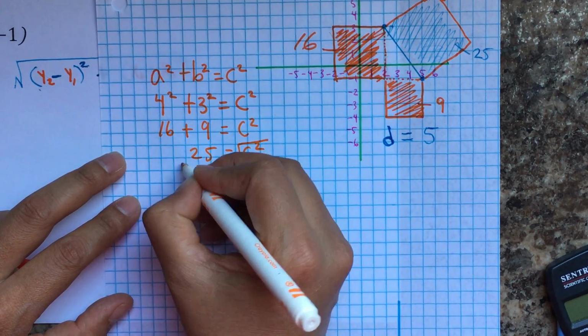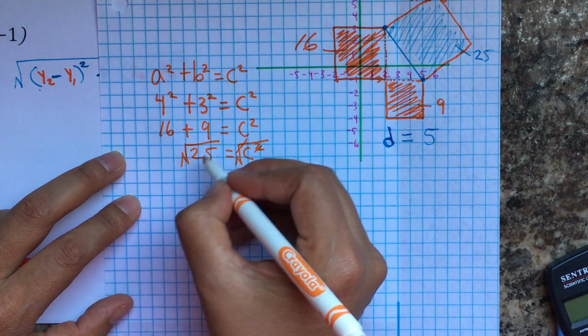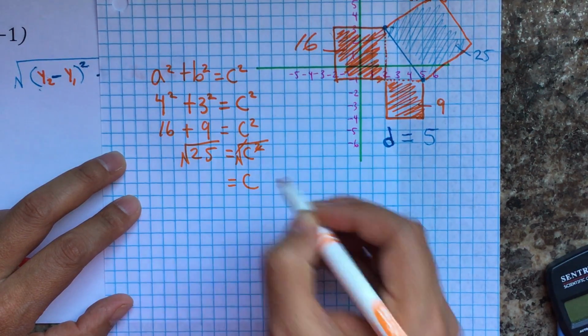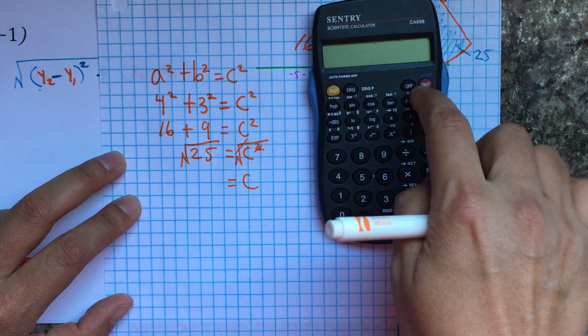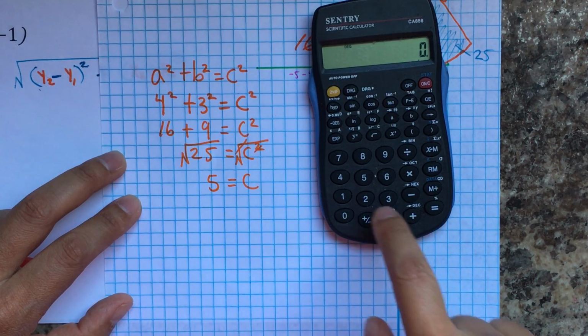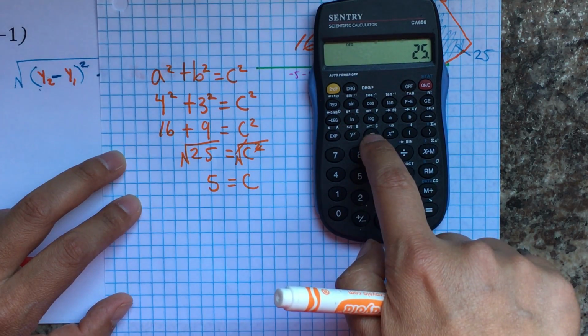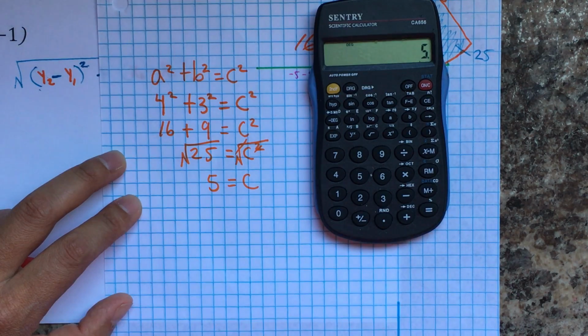We take the square root of both sides. Okay, this is the Pythagorean theorem. And so the square root of 25, some of you already know that it's 5. But if you don't know, you can just go to the calculators, put the number in, and then press the square root. Okay, so the answer is 5.